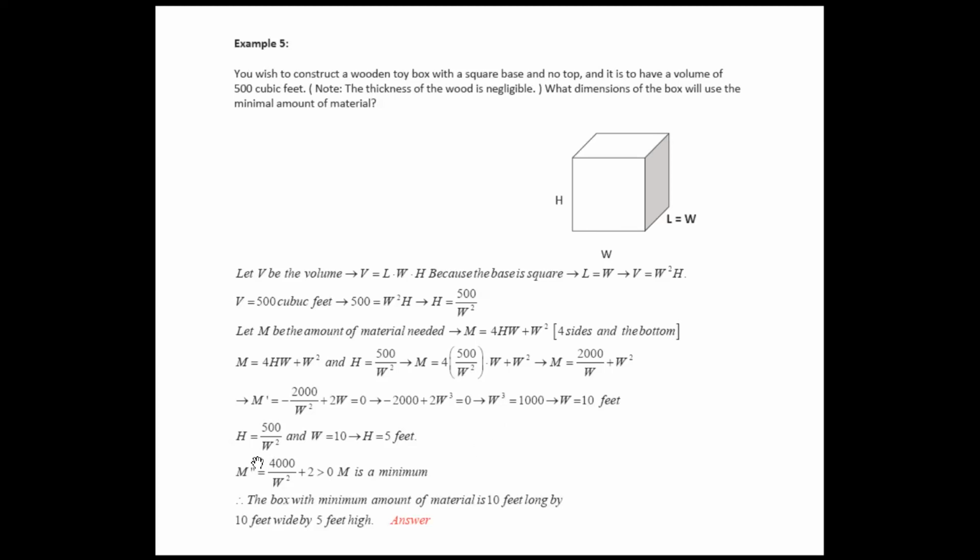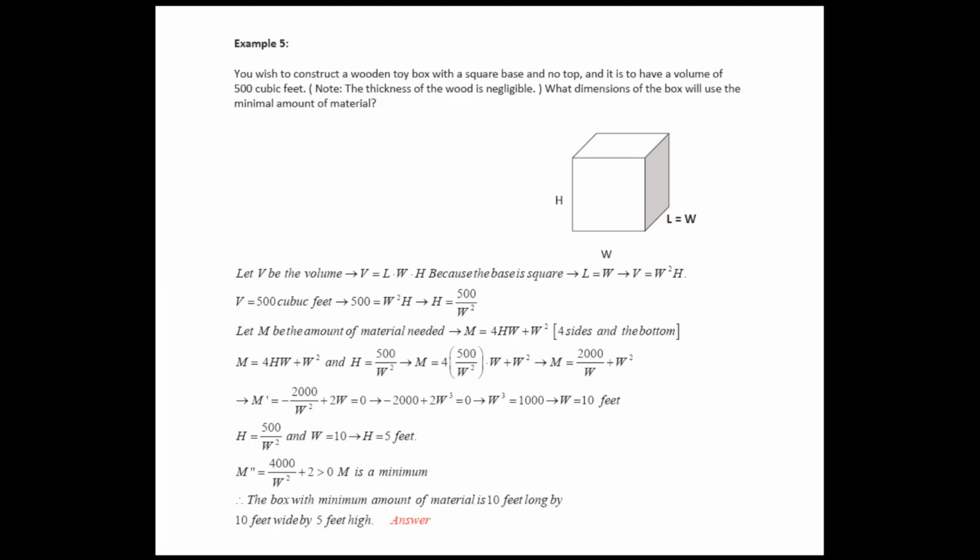If you wonder if this is indeed a minimum, then we have to go up here to our first derivative and take the second derivative, and this is what you get when you take the second derivative. And we don't have to put numbers in. 4,000 is positive. W squared is always positive. So we have a positive over a positive. That's a positive plus 2, which is a positive. So this quantity we know is positive, that is greater than 0. So by the second derivative test, we declare it's a minimum. Okay.